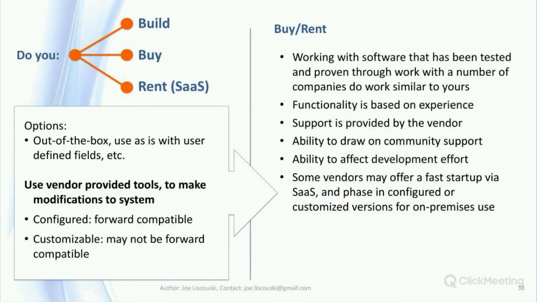For most companies, buy or rent is the better choice, and by rent I'm referring to the SaaS model, software as a service. The details for this choice are on the screen. What it basically comes down to is that you have access to a proven product with support and a user community to work with to get needed functionality incorporated into the product and help solve common problems. It also means you can get up and running faster than you could with a build choice.